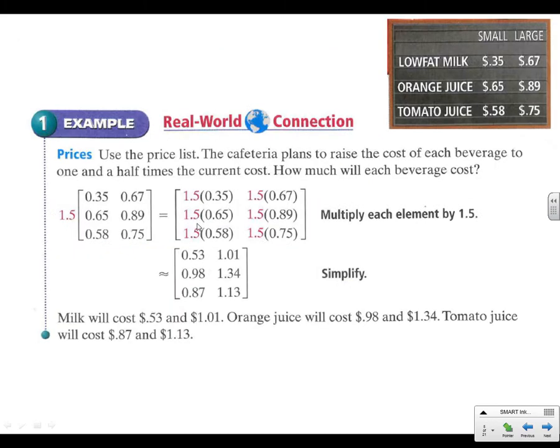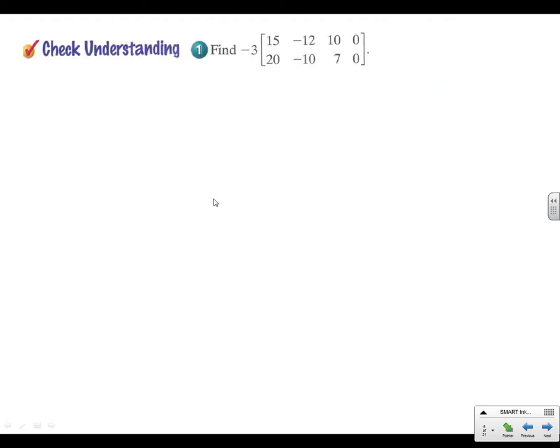Okay? Alright, so let's take a real world example. We want to take all of our prices here and times them by 1.5. So we're going to go 1.5 times, we can turn this into a matrix easily, just put the numbers here. So every single number gets times by 1.5. And the result would be these 6 numbers here. See if you can do the same thing. Do some scalar multiplication here for understanding check number 1.